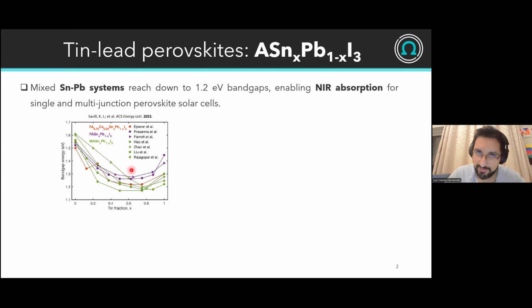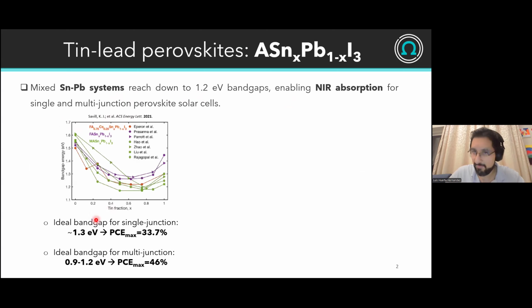Tin-based perovskites, and in particular tin-lead perovskites, I think are really interesting because when you start mixing tin with lead, you can reach band gaps down to 1.2 eV. And that enables IR absorption, which can be really interesting for single-junction and multi-junction perovskite solar cells. So let's say you want the ideal band gap for a single junction, which is around 1.3 eV. Then for that, you will need around 30 to 40% tin. And if you're looking more for multi-junction devices, where you need a narrow band gap absorber of around 1.2 eV, then for that you will need around 50 to 70% tin.